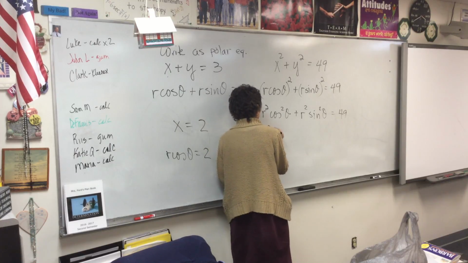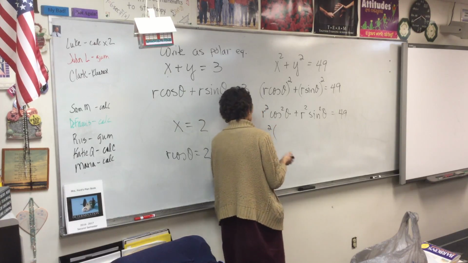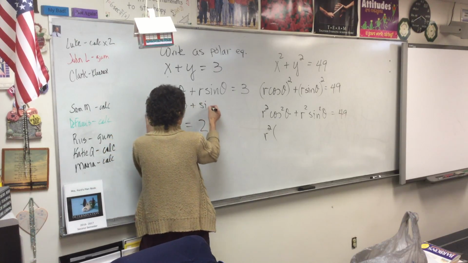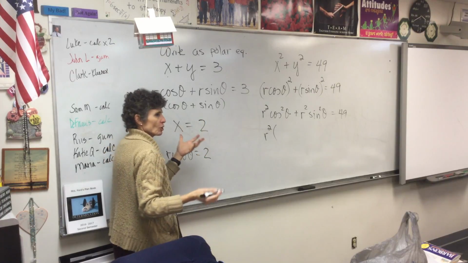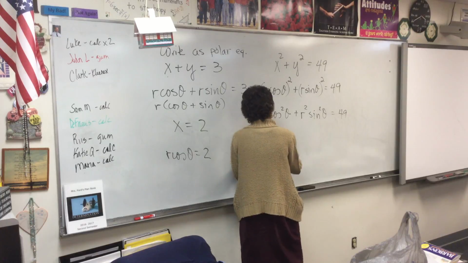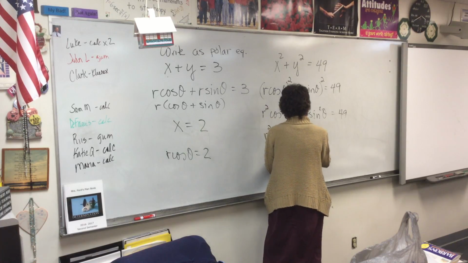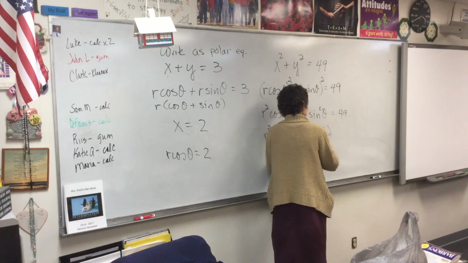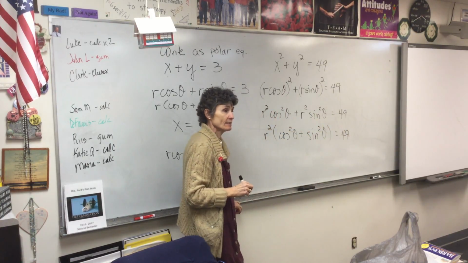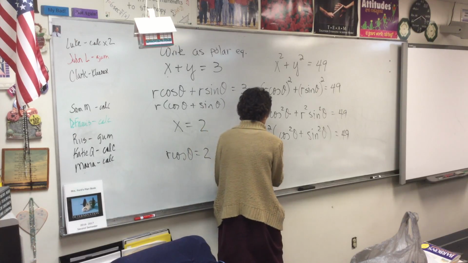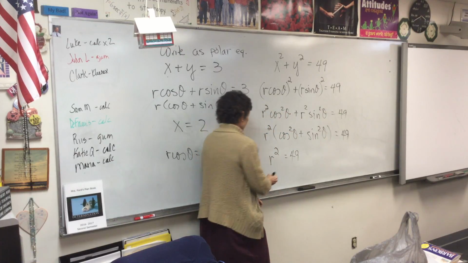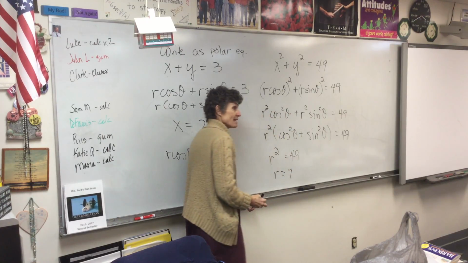I'm going to take out my r squared. Now over here, I could have factored out the r for sure, and this is what I would have had. And I kind of discouraged you from doing this. Oh my gosh, this is one of our identities, which is one. This is the fundamental trigonometric identity: sine squared plus cosine squared is 1. So the equation really says r squared equals 49, which means r equals 7.